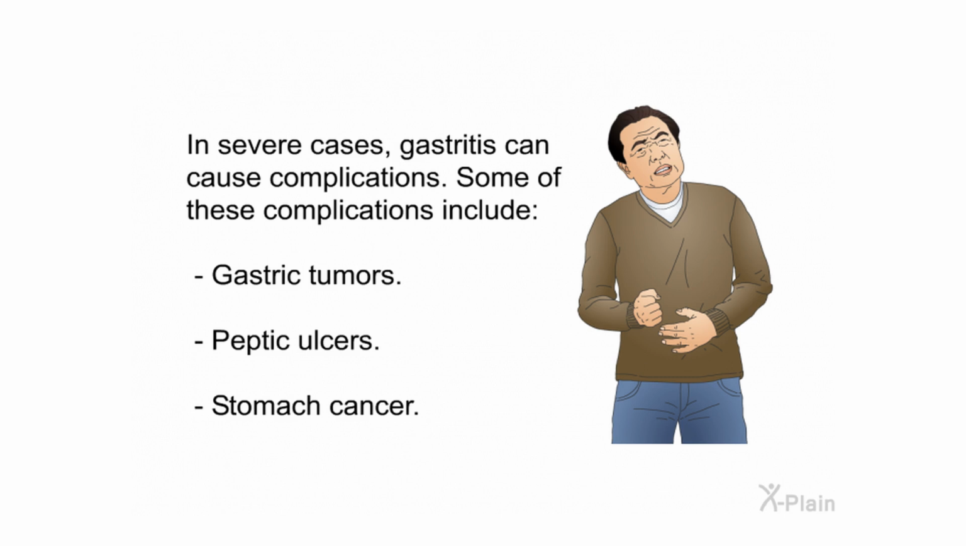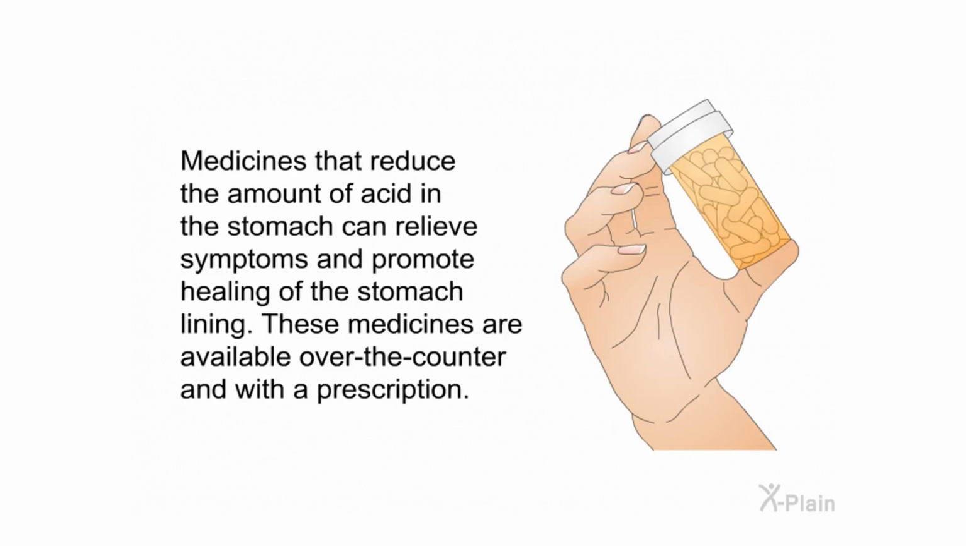In severe cases, gastritis can cause complications. Some of these complications include gastric tumors, peptic ulcers, and stomach cancer. Medicines that reduce the amount of acid in the stomach can relieve symptoms and promote healing of the stomach lining. These medicines are available over the counter and with a prescription.